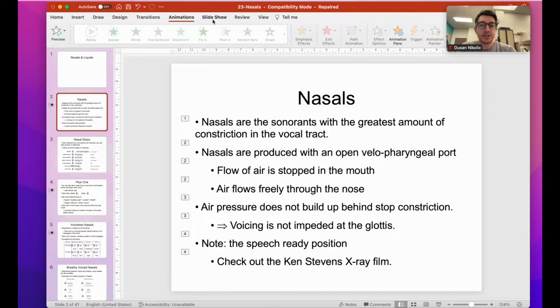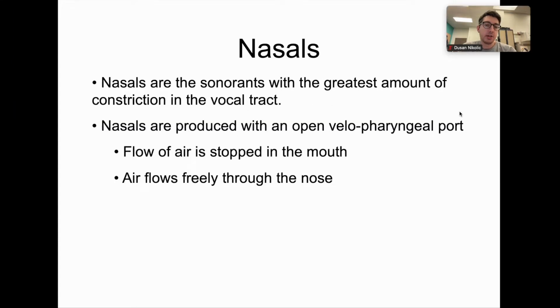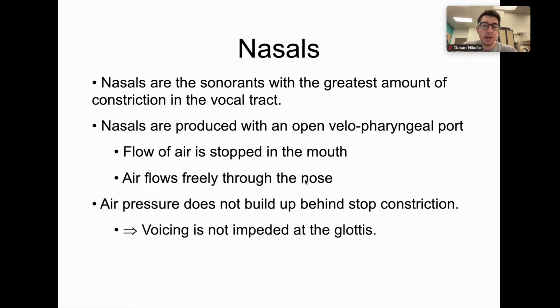Nasals are the sonorants produced with an open velopharyngeal port. Flow of air is stopped in the mouth, right? For example, n, m: stopped in the mouth, but air flows freely through the nose. This is what we call the velopharyngeal port, meaning that it goes towards the back of your throat to the nose, or to the nasal cavity. The air pressure does not build up behind the stop constriction because it goes out through your nose, and the voicing is not impeded at the glottis.